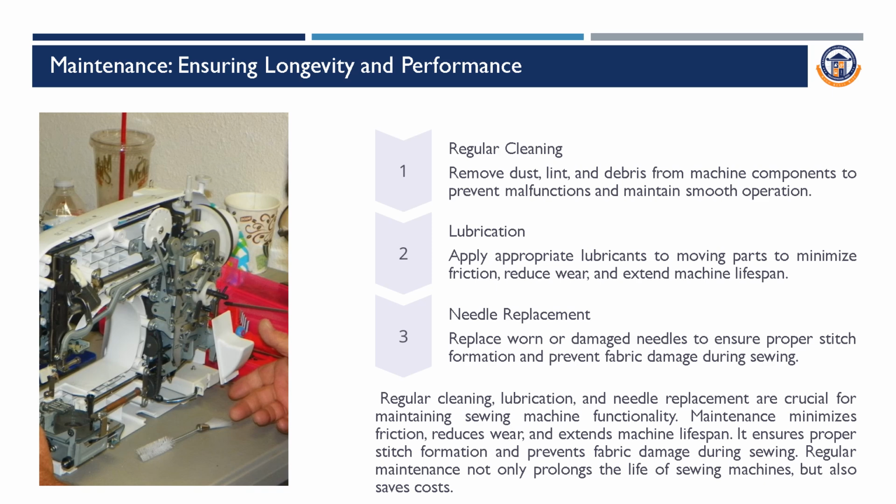Lubrication is also an appropriate element, which helps lubricate the moving parts and minimize wear and tear or frictional changes on the machine, which works 24/7. Needle replacement is required whenever we have a damaged needle, to ensure proper stitch formation, prevent fabric damage, and get good quality products. Regular cleaning, lubrication, and needle replacement are crucial for maintaining sewing machines and their better functionality.